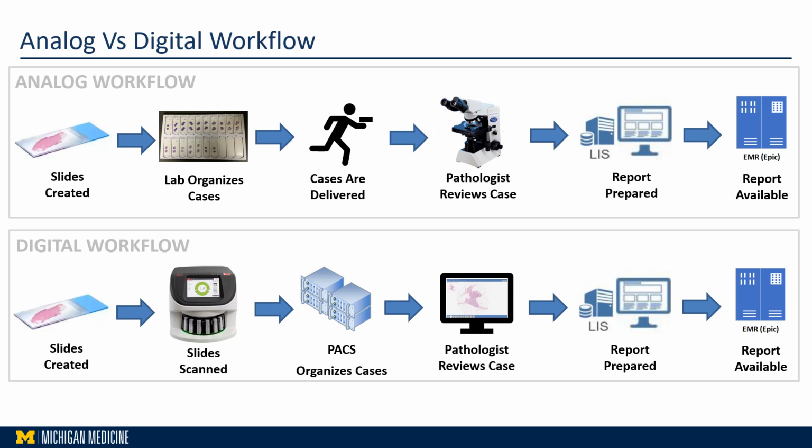And the difference between the analog and the digital is that those slides are digitized in a specialized scanner, and then after digitization, the images will be assembled or organized by a specialized platform called Picture Archiving and Communication System, and then those systems will send the images to the digital display by the request of the pathologist, and then the same thing, the lab report will be prepared by the lab information system and sent to the EMR.